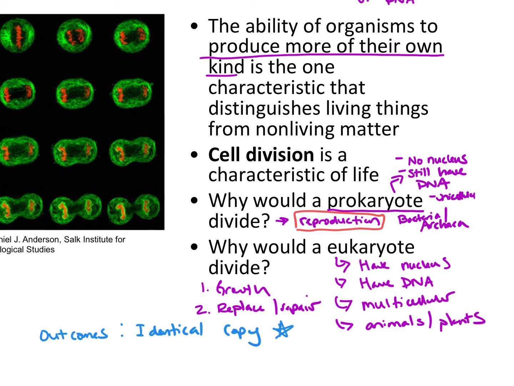Okay, and that's important because eukaryotes will have another mechanism later on that we'll learn about called meiosis, and the outcome will not be an identical copy. Okay, so whether we're prokaryote or eukaryote, when we divide cells, the outcome will be a second cell that is an identical copy of the first.